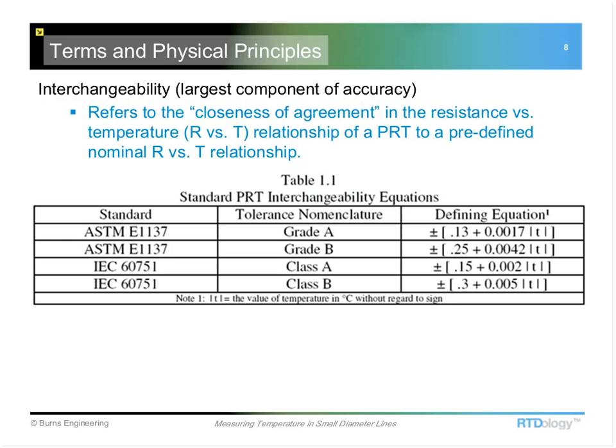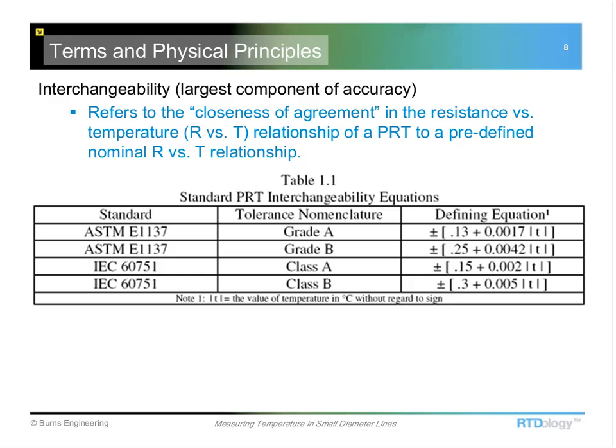One of the largest error sources with an RTD is the interchangeability. And this is the manufacturing tolerances that are used when these sensors are produced. And there are two main categories of tolerance.